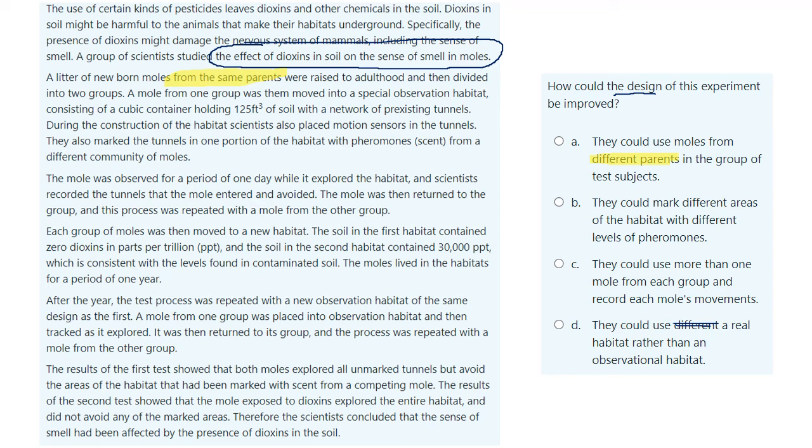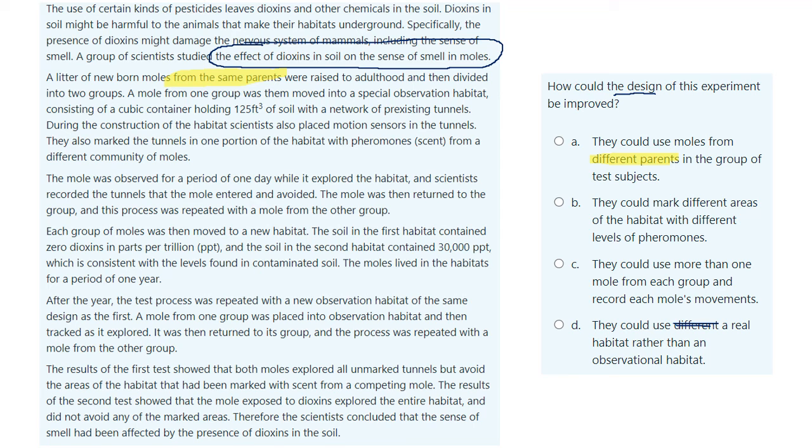So the newborn moles were raised to adulthood and then divided into two groups. A mole from one group was then moved into a special observation habitat consisting of a cubic container holding 125 feet cubed of soil with a network of pre-existing tunnels.